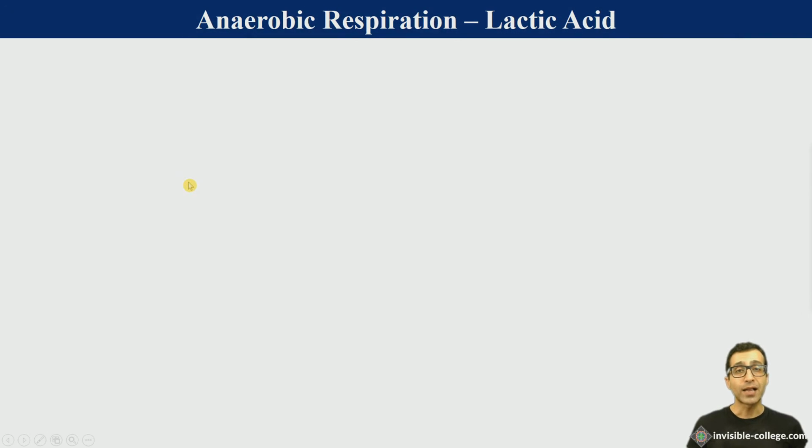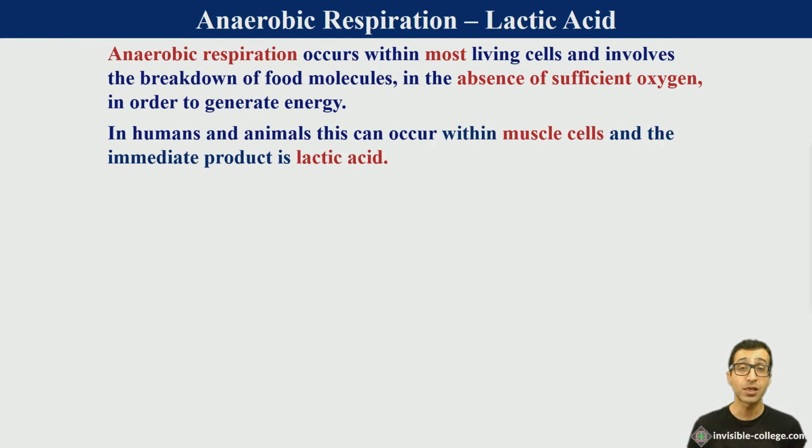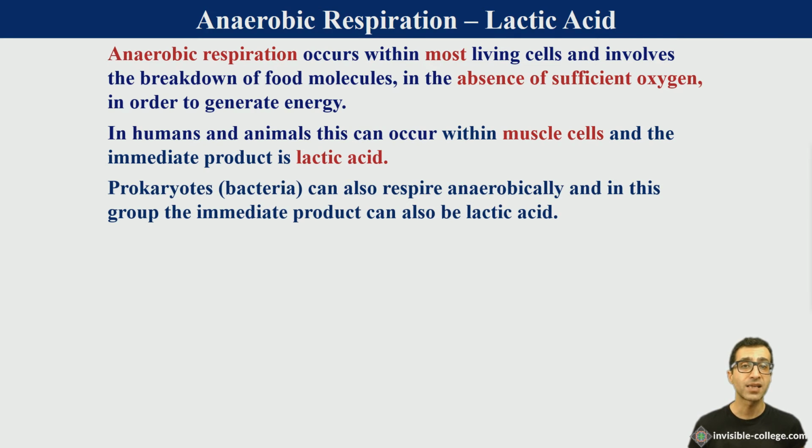So we mentioned alcoholic fermentation to produce alcohols, but anaerobic fermentation, or anaerobic respiration rather, occurs within most living cells and involves the breakdown of food molecules in the absence of sufficient oxygen. Now, unlike fungi and plants, in animals, humans and other animals, this can occur within muscle cells, and the immediate product of this is lactic acid. Now prokaryotes can also respire anaerobically, and in this group the immediate product can also be lactic acid.